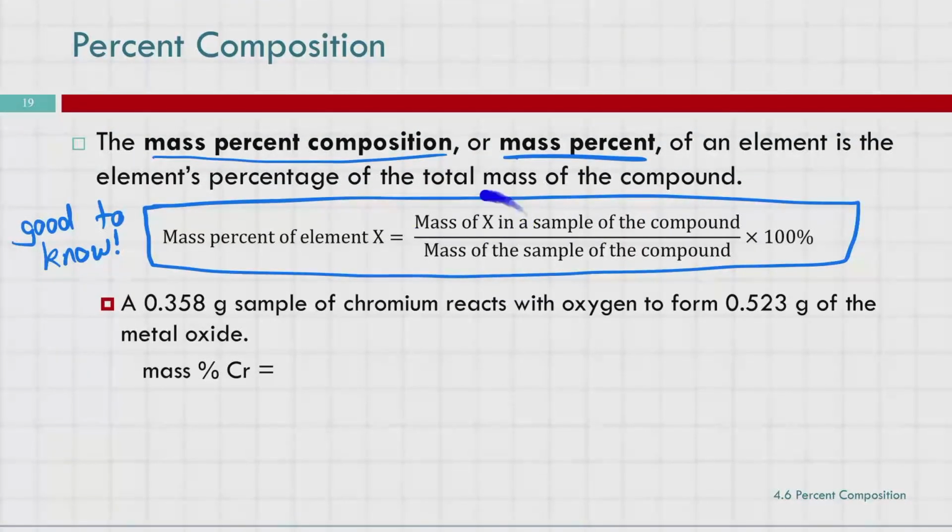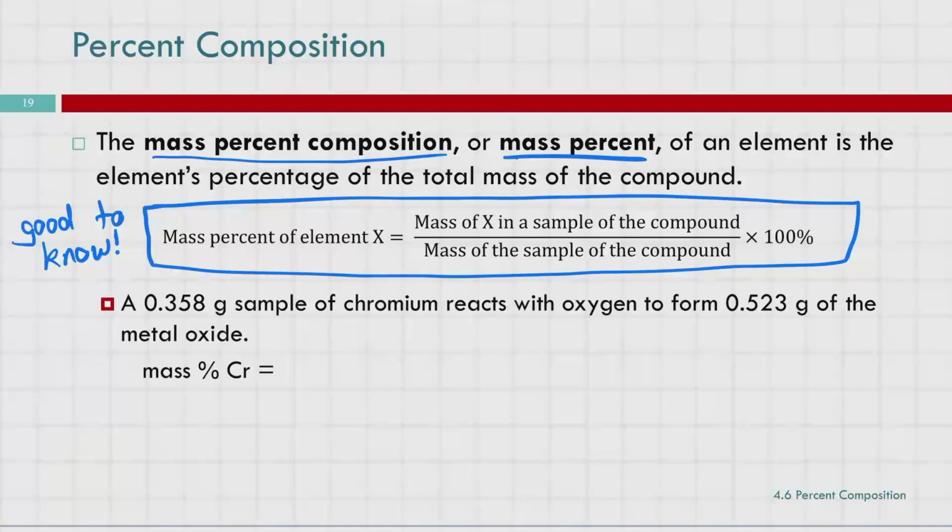So the way that this works is we're taking the mass of X, where X is whatever element we care about, the mass of the element in a sample of the compound, divided by the mass of the entire compound. And then we're going to multiply that by 100%.